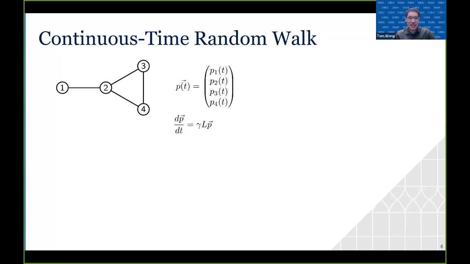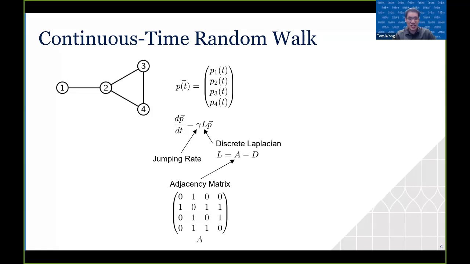What we get is that on the left, how this probability distribution changes is given by some constant gamma, which is the jumping rate, times L, which is the discrete Laplacian. I'm going to be using the physics sign standard, which is to do A minus D versus D minus A, that many of you might prefer. A is the adjacency matrix that has a 1 if two vertices are adjacent and 0 otherwise. And D is the degree matrix.